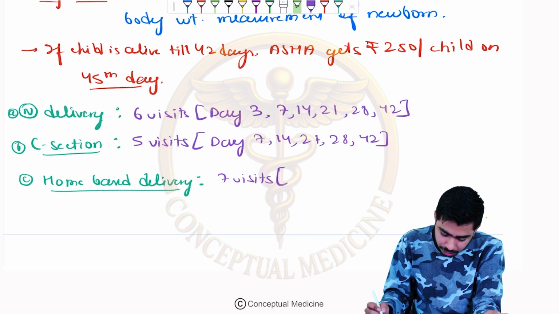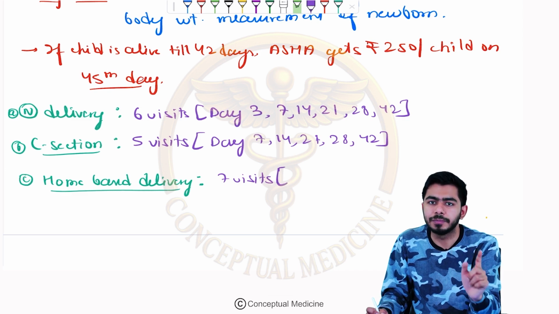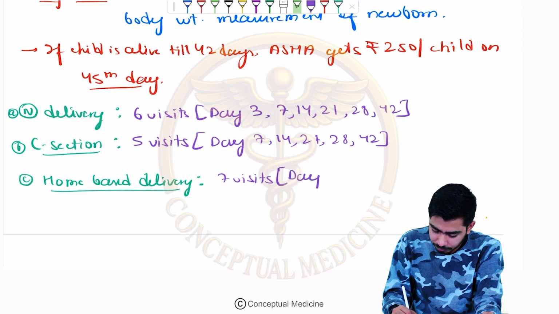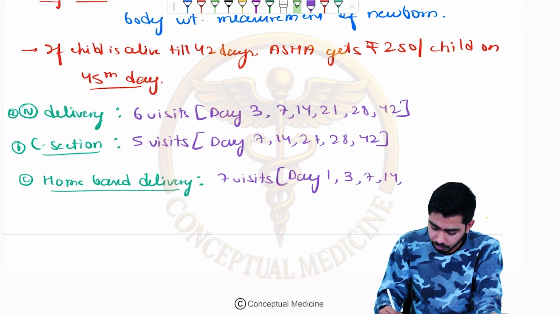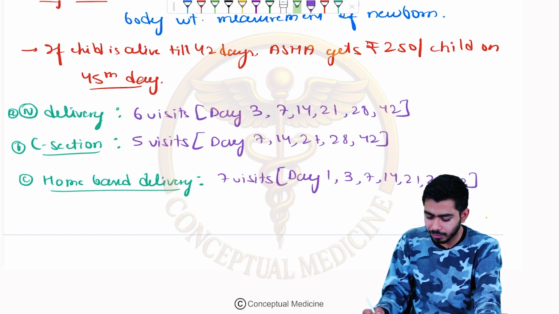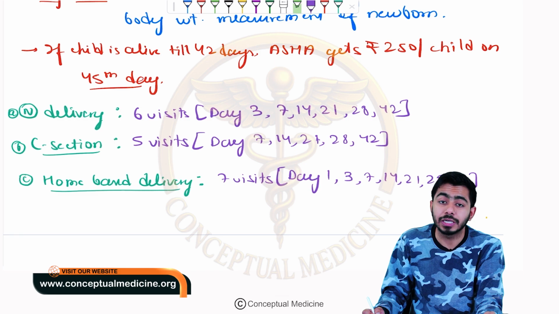Now which days will she be visiting? I told you in the normal delivery, the first visit was day 3. Now here I am introducing day 1. After day 1, it will be the same as a normal vaginal delivery. Day 3, then the table of 7: 7, 14, 21, 28, 42. So how many visits are there? 1, 3, 7, 14, 21, 28, 42. There are 7 visits, right?